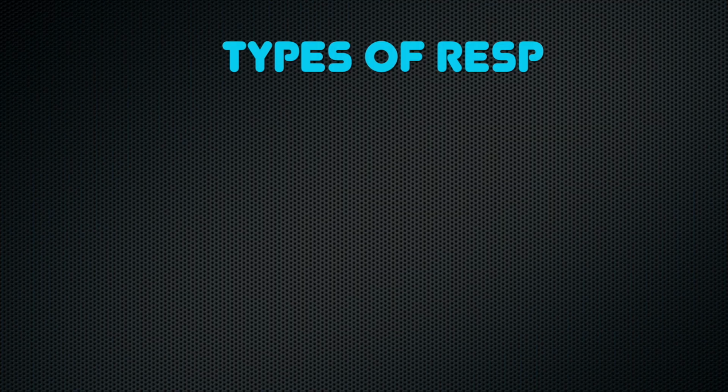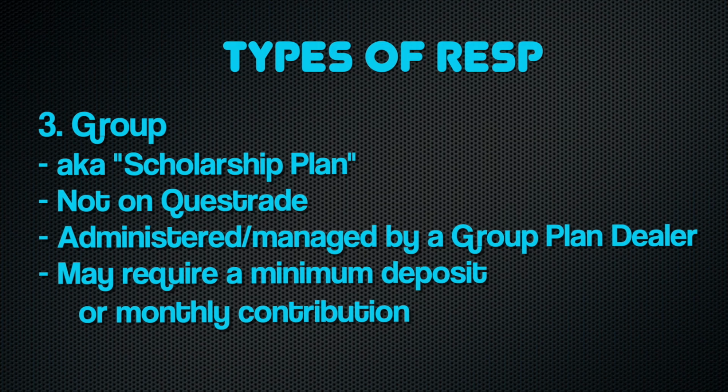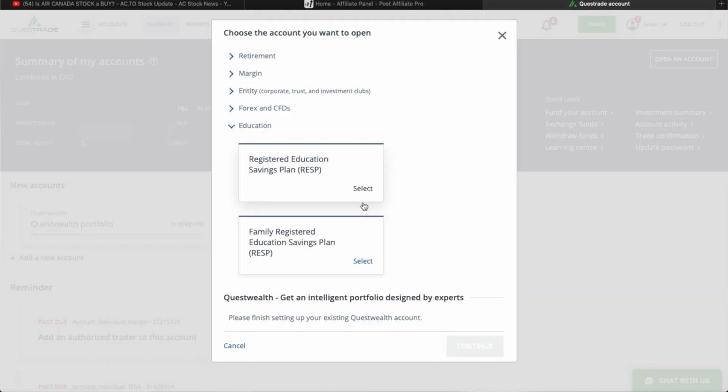Now, it's worth also noting that a group plan, like a group RESP, is also a different vehicle. It's also known as a scholarship plan, and it's not on Questrade, but this is usually administered by a group plan dealer, and it's beyond the scope of this video. So we'll just go ahead and click the RESP for the Family Registered Education Plan and continue.